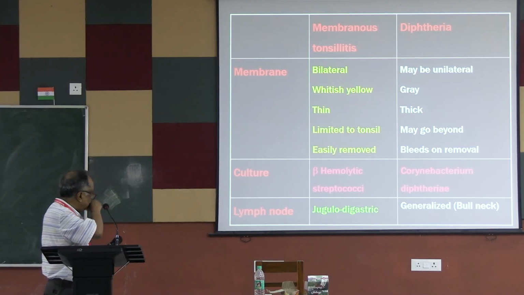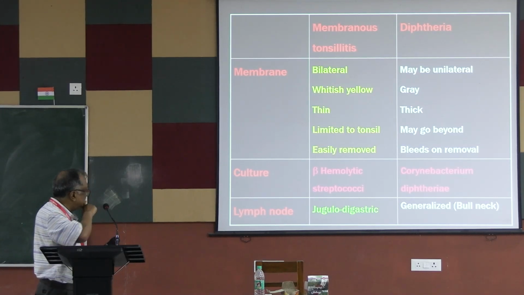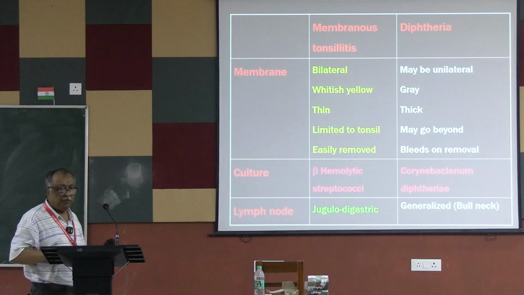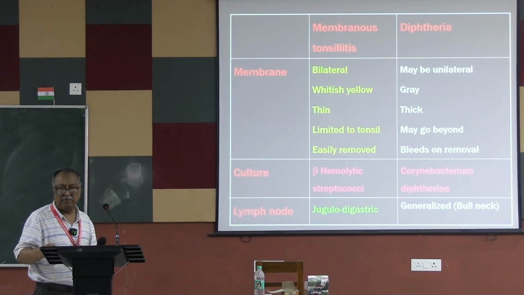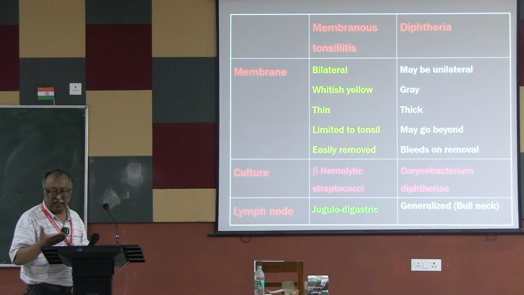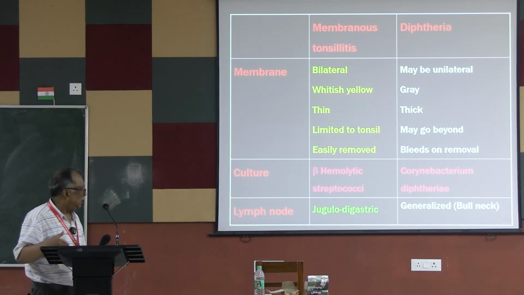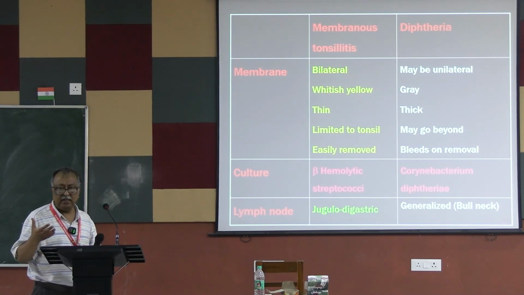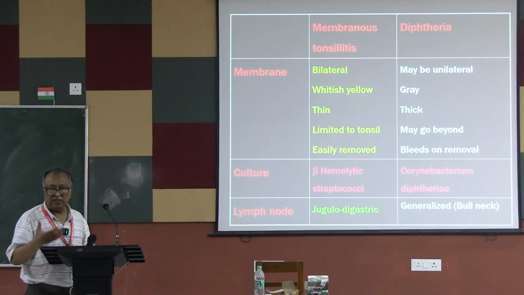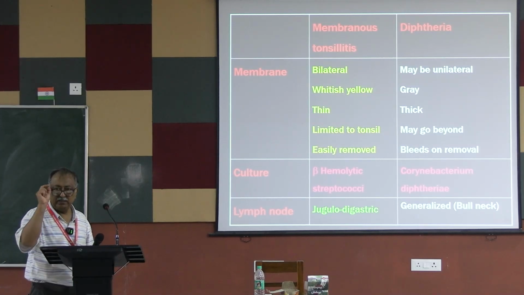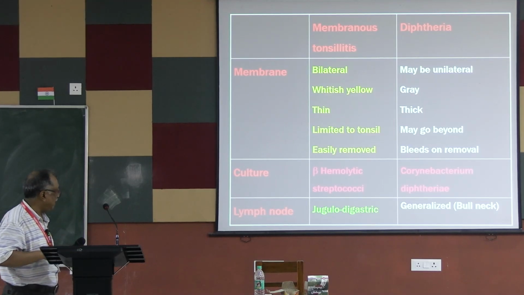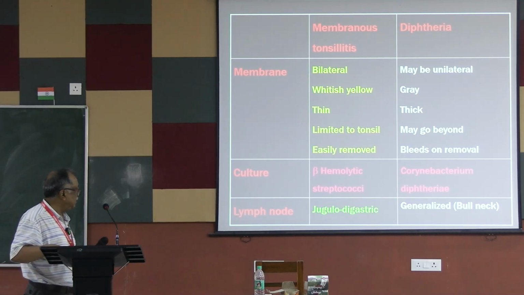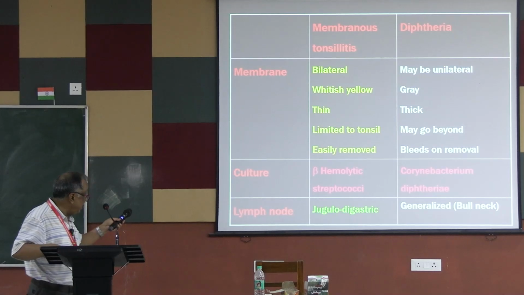And they have written that there is a culture, but if you take a smear from the diphtheritic membrane and see it under the microscope, you can see the Klebs-Loeffler bacillus, with a Chinese or Japanese alphabet-like appearance, and that is the Corynebacterium diphtheriae. And you see the lymph node.